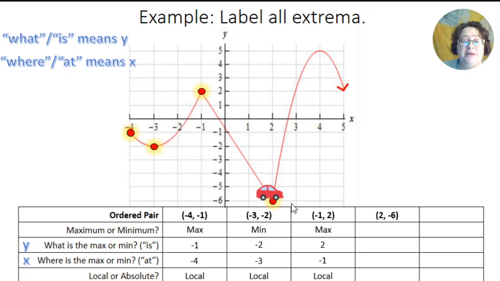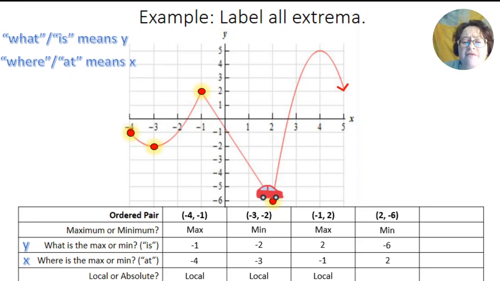Now, my car is at the bottom of the graph here. So in this area, the graph is above the car. So that's going to be a minimum. What is it? Well, how low is it? It's -6. Where is it? That's x. That's 2. Is it local or absolute?